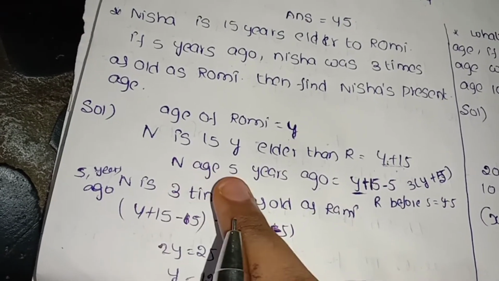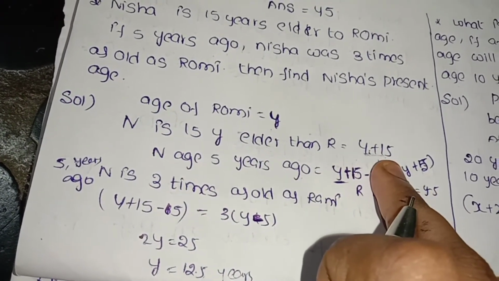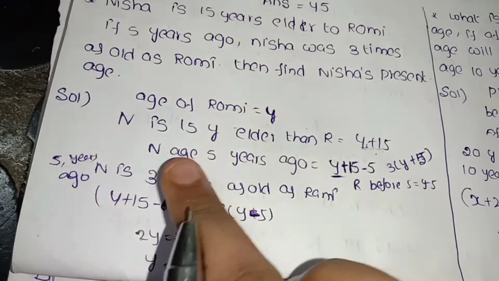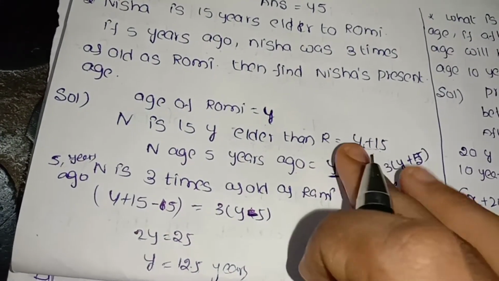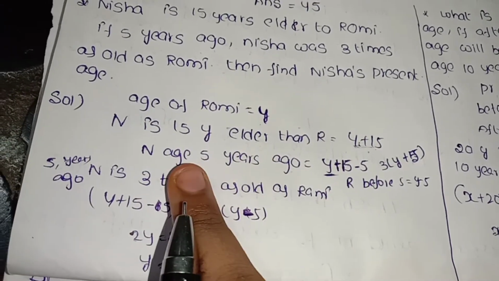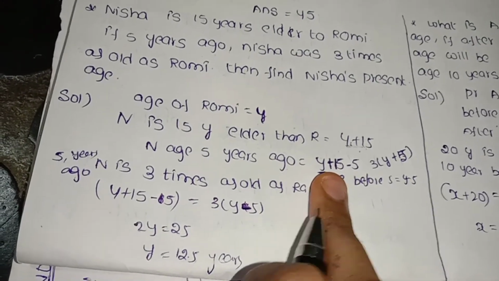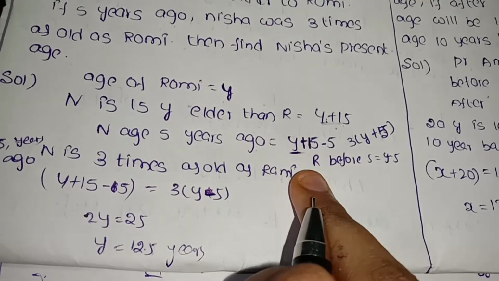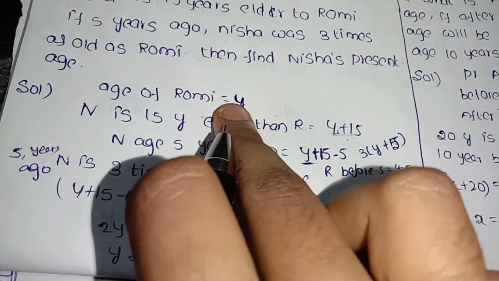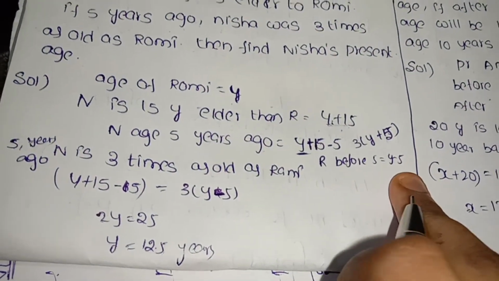The age of Nisha is y plus 15. So, 5 years ago, you have to do subtraction. Nisha's age 5 years ago, I am getting y plus 15 minus 5. Romy's age is y. Before 5 years, I am getting y minus 5.